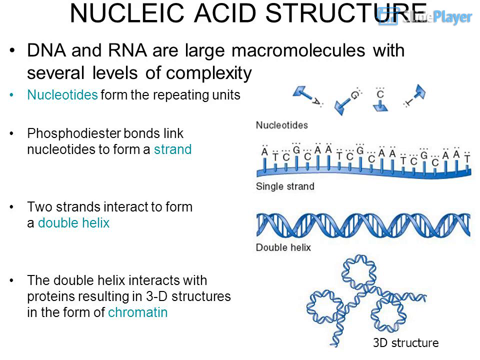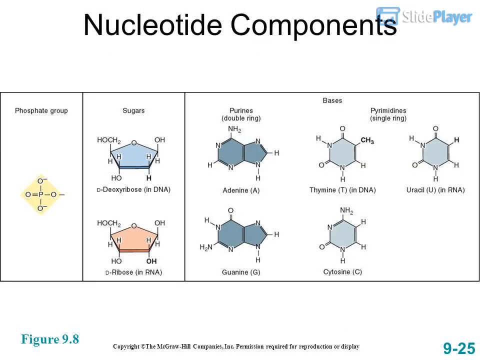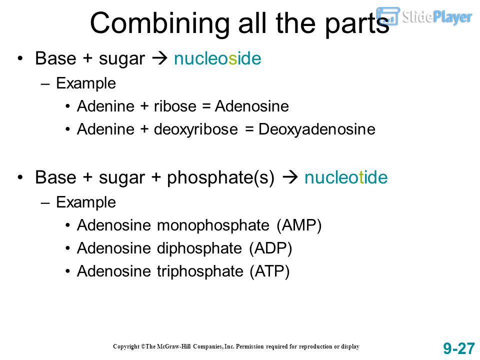The double helix interacts with proteins, resulting in 3D structures in the form of chromatin. 3D structure, nucleotide components. Figure 9.8. Copyright the McGraw-Hill Companies, Incorporated. Permission required for reproduction or display, combining all the parts.